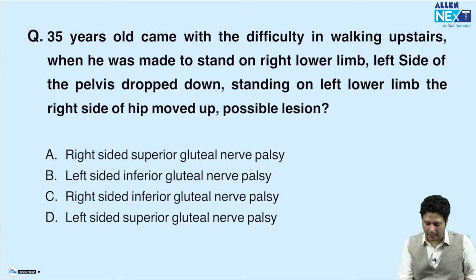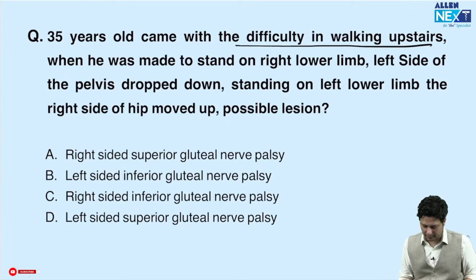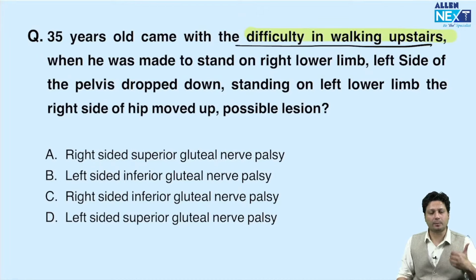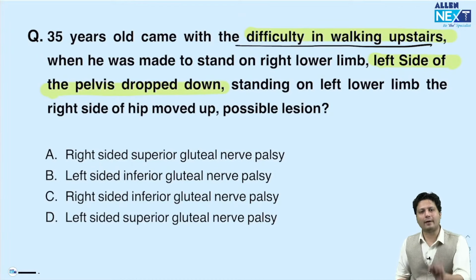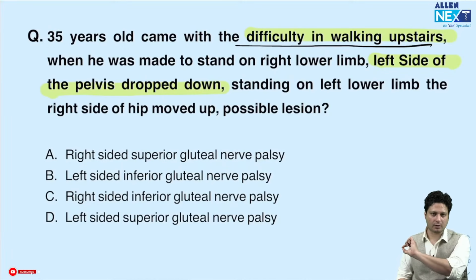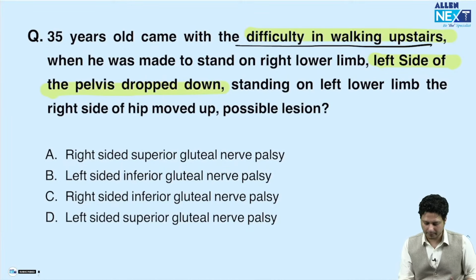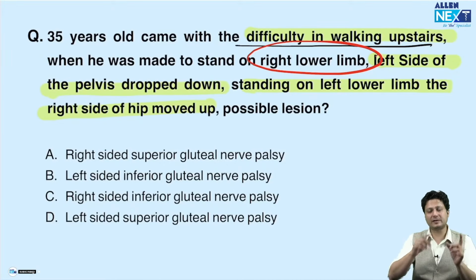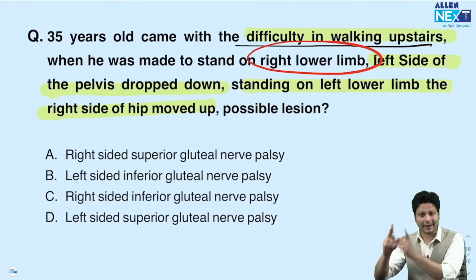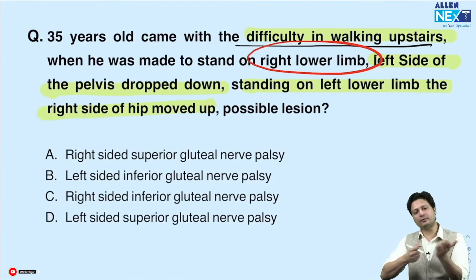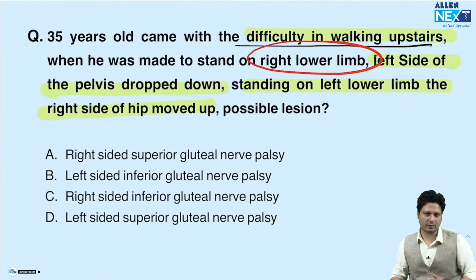Now, a 35-year-old came with difficulty in walking upstairs. That is the difficulty the patient could be having. When he was made to stand on the right lower limb, the left sided pelvis dropped down. Now at this point, you have to decide which side is affected first of all. Is it the right or the left side? When he was made to bear weight on the right lower limb, the left side of the pelvis dropped down. That means it is the failure of the abductor mechanism on the right side, which is not able to lift the left sided pelvis or get it inclined towards the weight bearing surface.